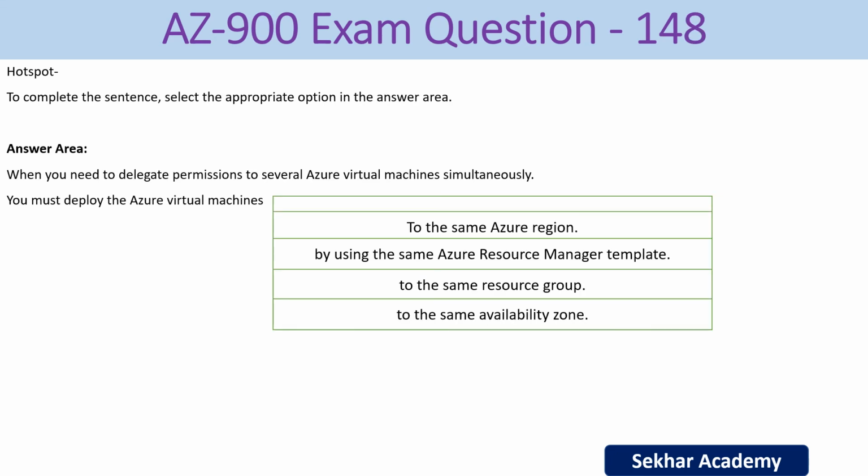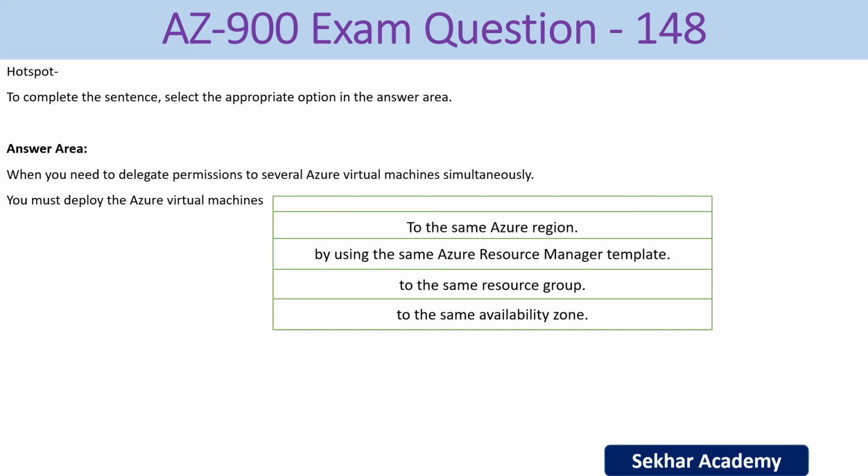AZ-900 exam question number 148. To complete the sentence, select the appropriate option in the answer area. In the answer area, we have this statement: When you need to delegate permissions to several Azure virtual machines simultaneously, you must deploy the Azure virtual machines. Here the options are: to the same Azure region by using the same Azure Resource Manager template, to the same resource group, to the same availability zone.